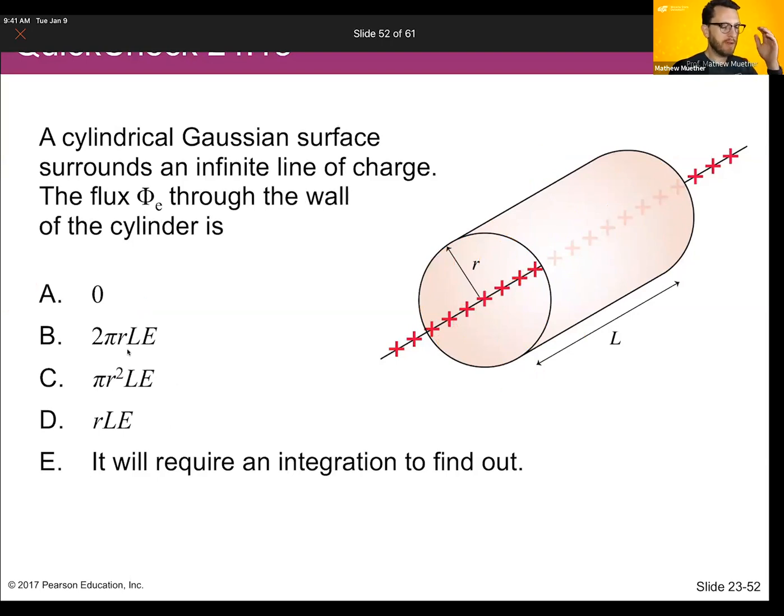What about the flux through the cylinder wall? What about the flux through here, through the main body of this thing? It's a cylinder wrapping around this thing. What's the flux through that part of the cylinder?